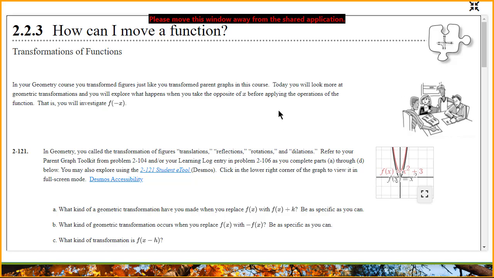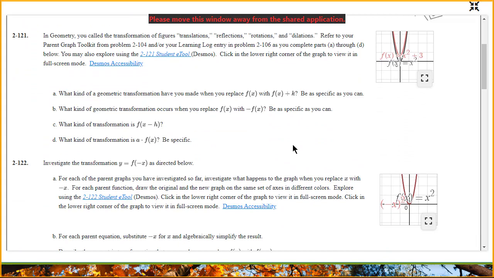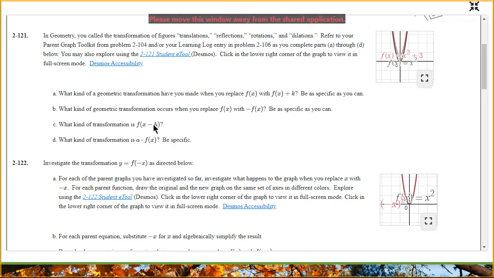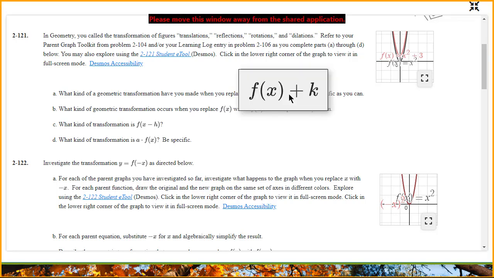So when it came to us working on our families of functions and translating those, those were some of those same kind of maneuvers. Just as a little refresher, when we took our function and we did the plus k on there, so the k was not part of the x, that's when we shifted it up or shifted it down. Remember that good stuff?